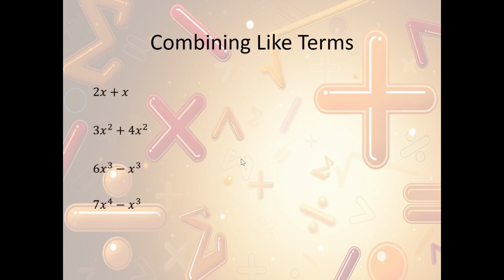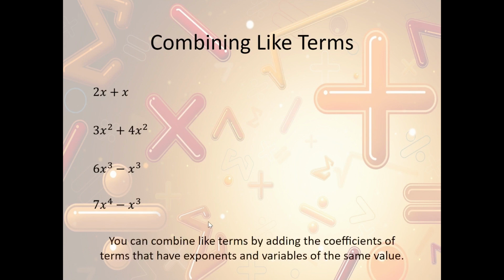Now combining like terms, if we look at this, we're going to combine like terms, and the rule is in order to combine like terms, they have to have the same exponents and same variables. And if they do, we're going to add the coefficients.